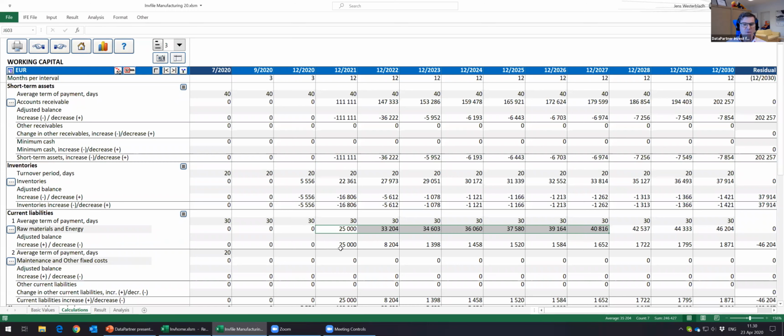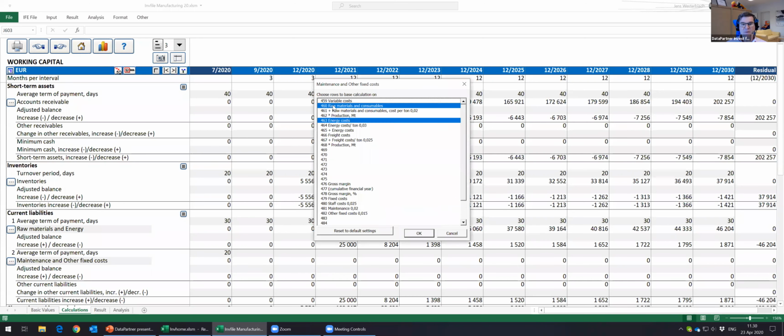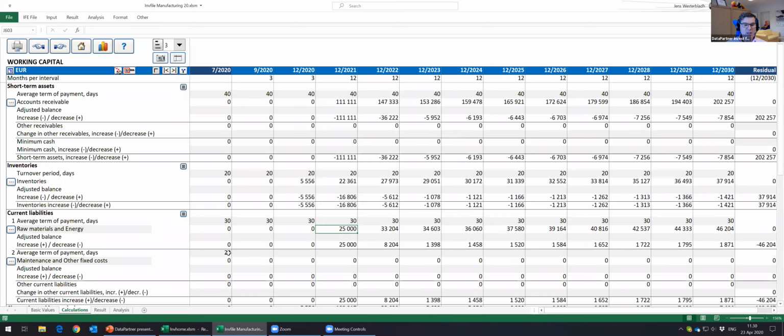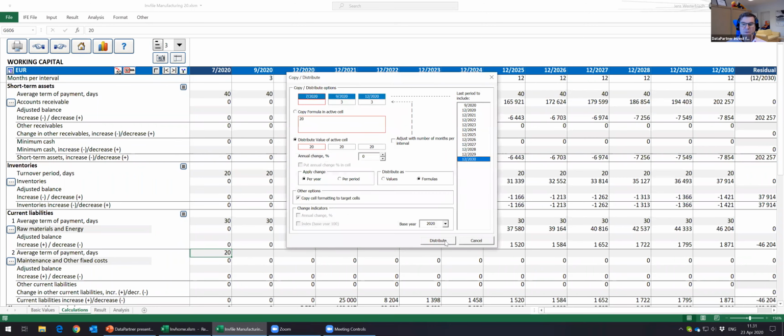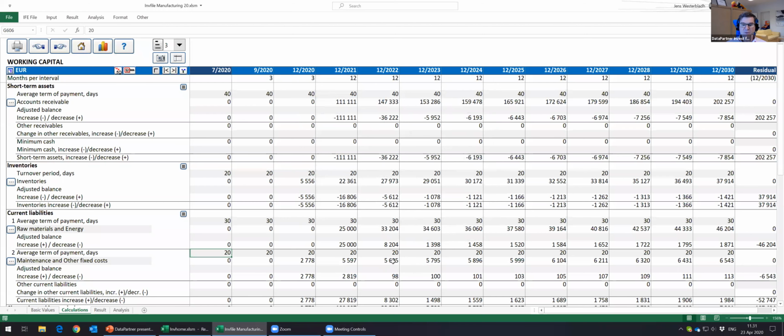And then we have, no, not inventory, sorry, the accounts payable. Then we have the maintenance other fixed cost for 20 days, so I need to select. It now offers again the same rows, which is wrong in this case. I want maintenance and other fixed costs, like that. That's what I base it on, and then I distribute the 20 days like this. And okay, and we have the accounts payable for that group.